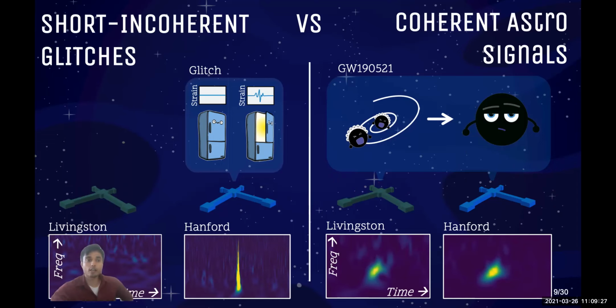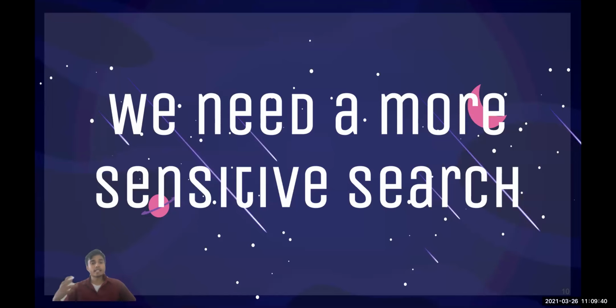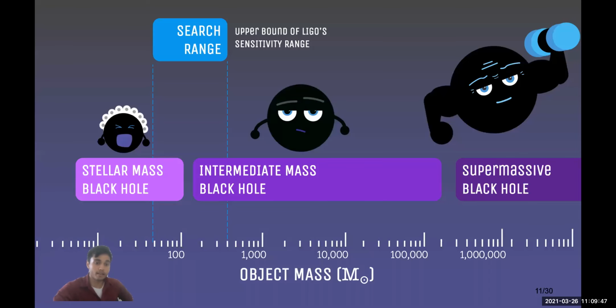That makes it a little tricky for us to actually look for these high mass signals in our data, because we're scared that we might be looking at glitches and thinking that they're high mass signals. So essentially we need a more sensitive search that can better distinguish these short duration glitches from these high mass signals. And that's where my work comes in. My search targets the binary black hole systems that have total masses above 50 and below 400 solar masses. And 400 is kind of the upper boundary of LIGO, so that's where we ended our search.